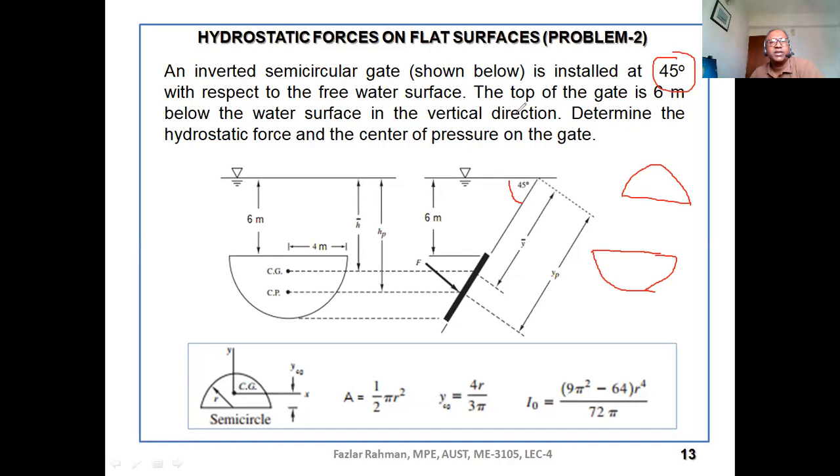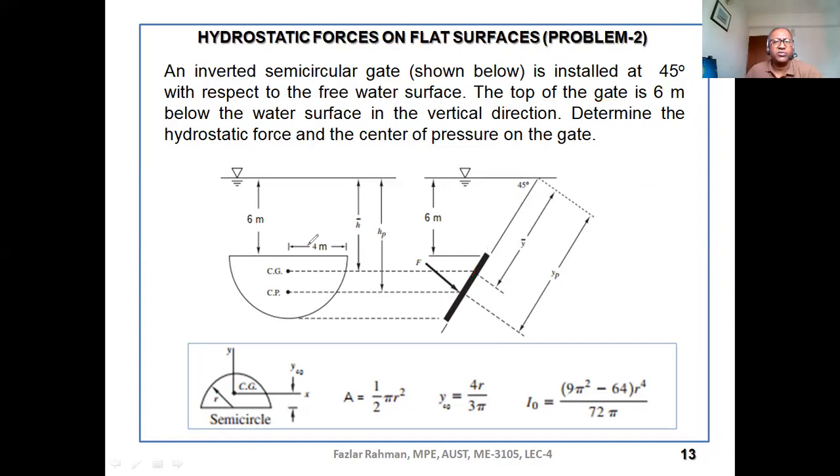Top of the gate is 6 meter below the water surface in vertical direction. That means this direction is 6 meter. So from here to here is 6 meter. Determine the hydrostatic force. You have to figure out the F and you need to figure out the YP on the gate. So if this one is CG, this is YP. So you need to figure out YP and how much is force working. Remember, force always works through center of pressure, not through the CG. Okay.